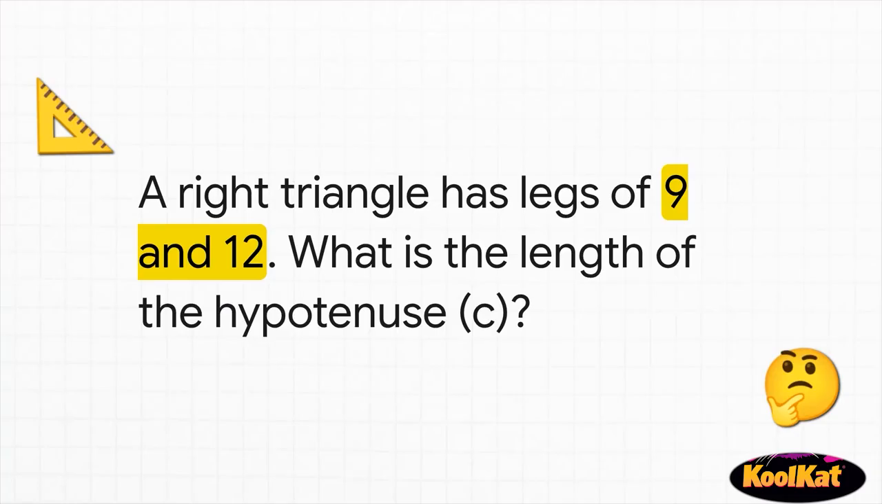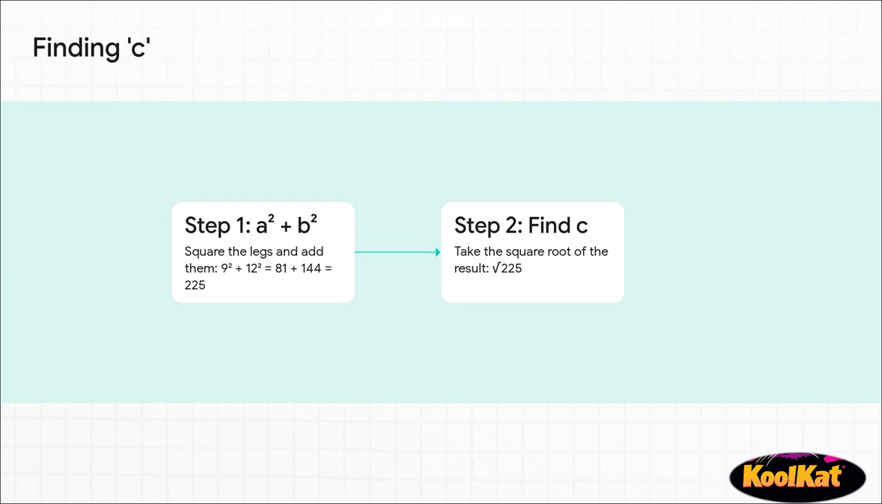All right, let's imagine a really basic right triangle. We know one leg, A, is 9 units long, and the other leg, B, is 12. All we have to do is find the length of C, the hypotenuse. So let's just follow the formula. Step 1, we square the legs. So 9 squared is 81, and 12 squared is 144. Step 2, we add them together. 81 plus 144 gives us 225.